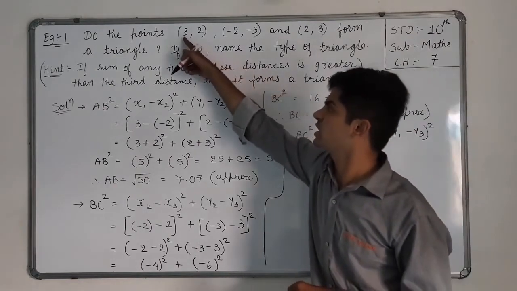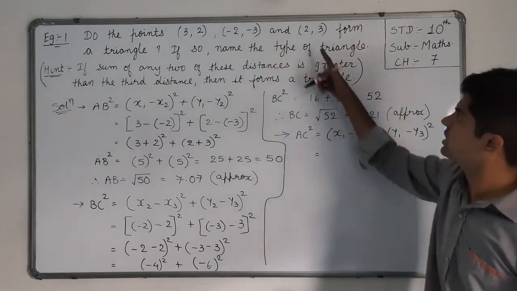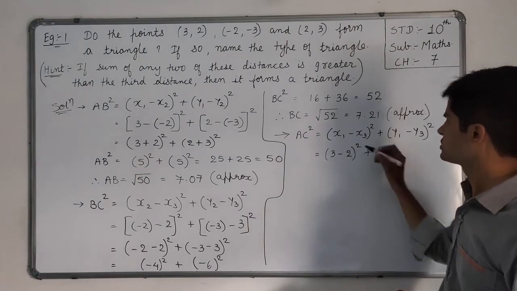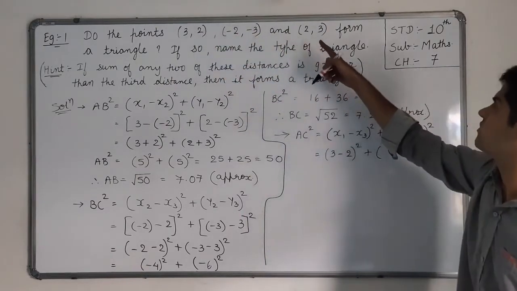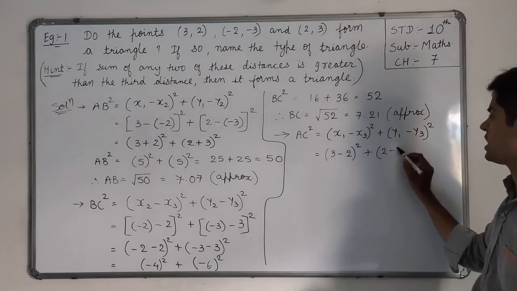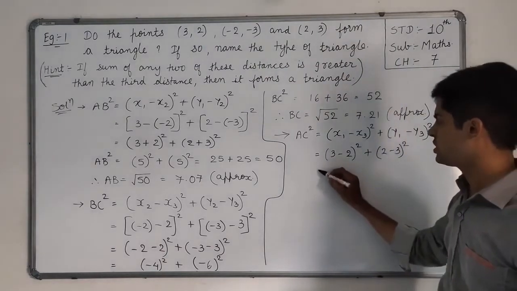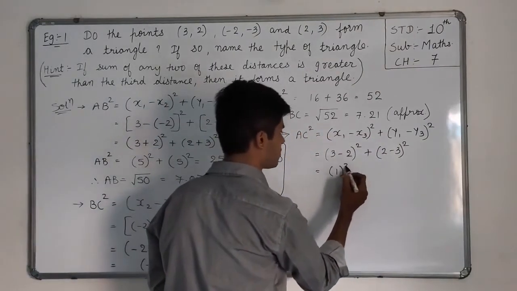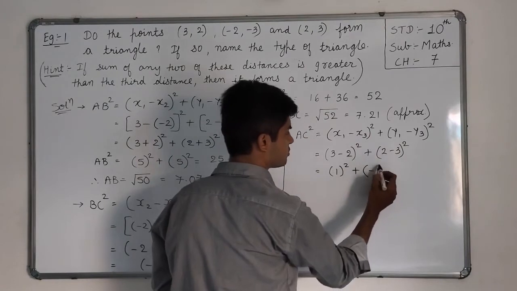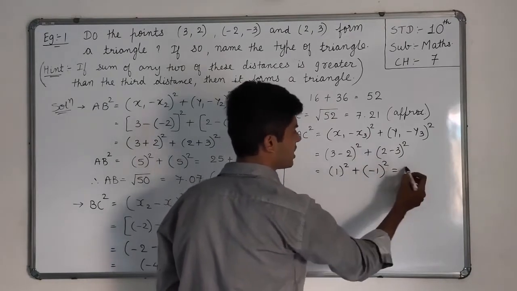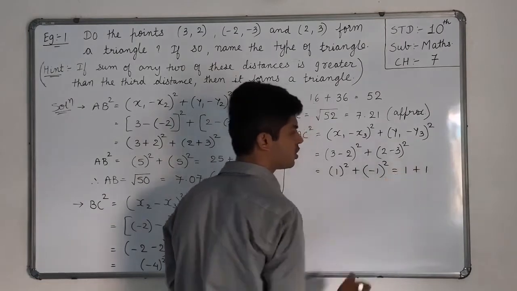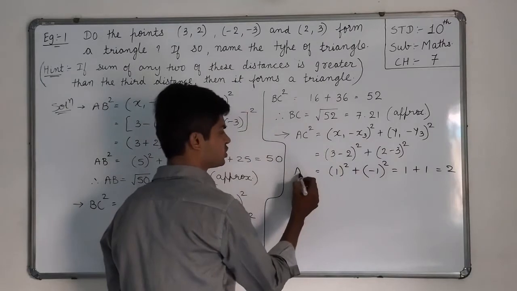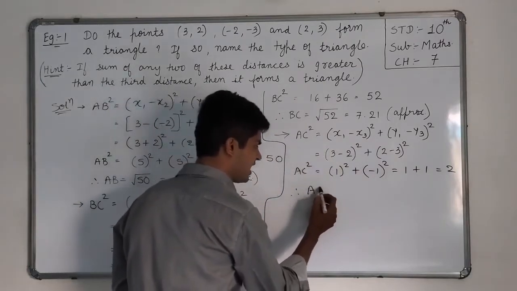Okay, so now put down the values. x1 is 3, x3 is 2. So 3 minus 2 whole square plus y1 is 2 and y3 is 3. So 2 minus 3 whole square. 3 minus 2, it means 1. So 1 square plus 2 minus 3 is -1 whole square. 1 square is 1 and -1 square is also 1, and 1 plus 1 answer is 2, which is the answer of AC square. But we need to find AC.